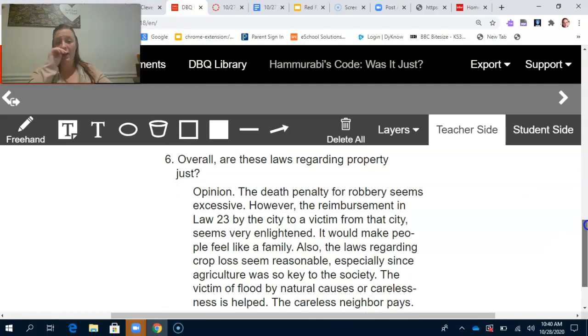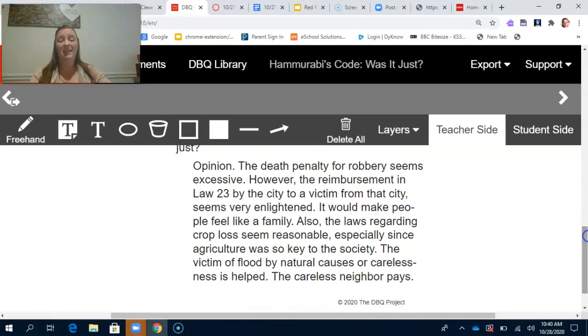And number 6, overall, are these laws regarding property just? And this is an opinion question. So the death penalty for robbery seems excessive, meaning it seems a lot for the crime. However, because of the reimbursement given by Law 23 by the city to a victim from that city, that seems extremely enlightened, meaning that seems like such a great idea. And so the law would make people feel like a family, like they could trust the people that live next to them to be all in it together.